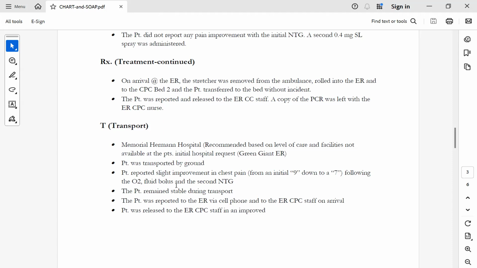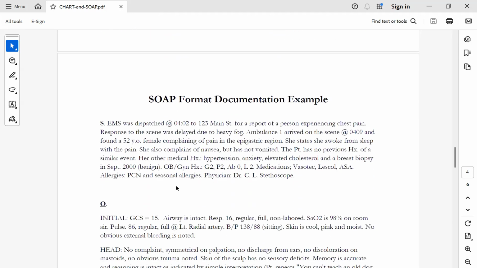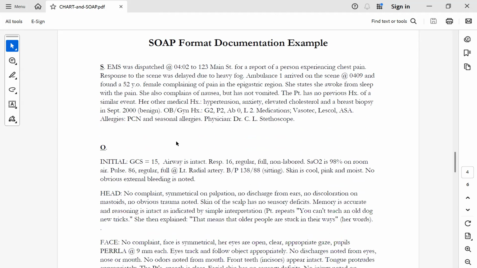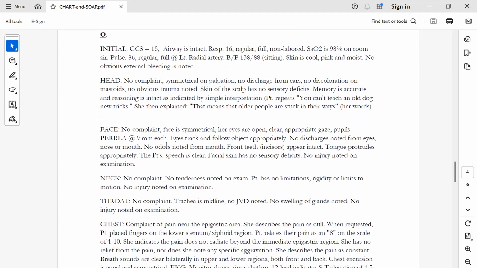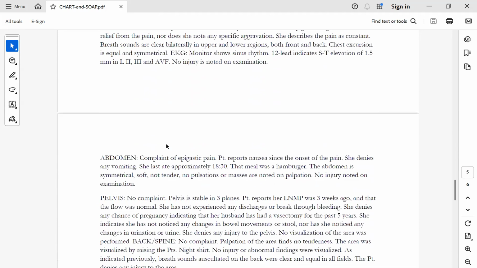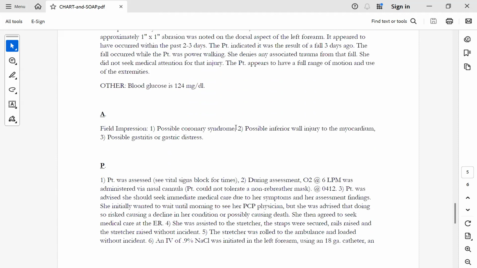So some people use this method. Some people use what's called SOAP. So SOAP format documentation. S means subjective. So you were dispatched to this. This is what you saw on scene. Objective. So your initial, this is your head to toe information, everything that you objectively saw. And then A is our assessment, field impression, like what's going on. And then P is our plan.